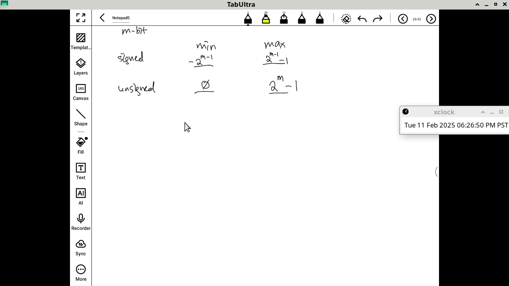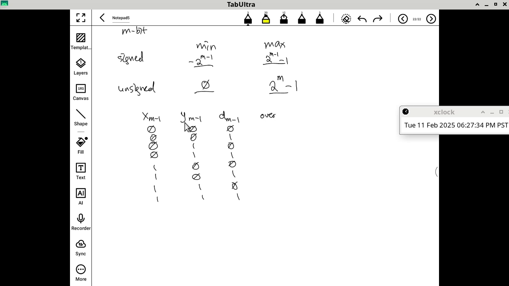So now we make a truth table. x of m minus 1, which is the sign bit of x, y of m minus 1, which is the sign bit of y, and d of m minus 1, which is the sign bit of the difference. Three independent variables, so there are 8 rows, because you can have 0, 0, 0; 0, 0, 1; 0, 1, 0; 0, 1, 1; 1, 0, 0; 1, 0, 1; 1, 1, 0; 1, 1, 1.